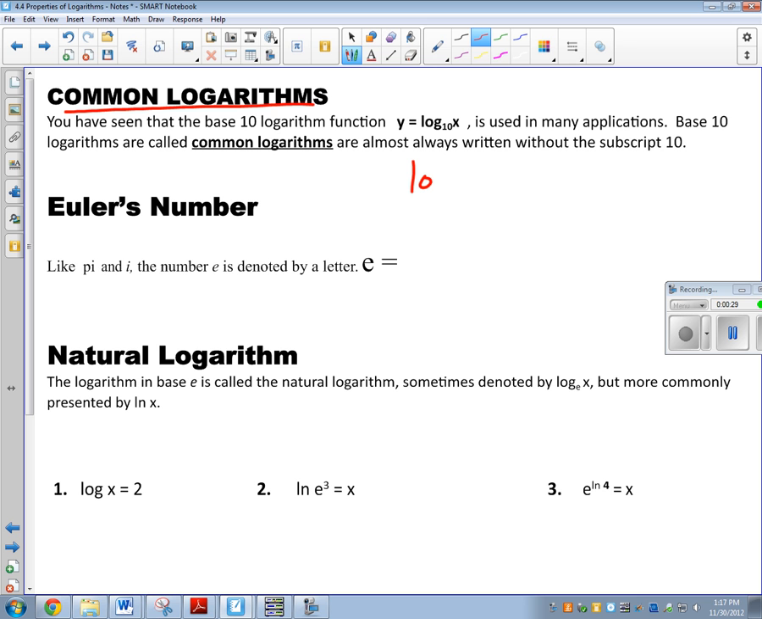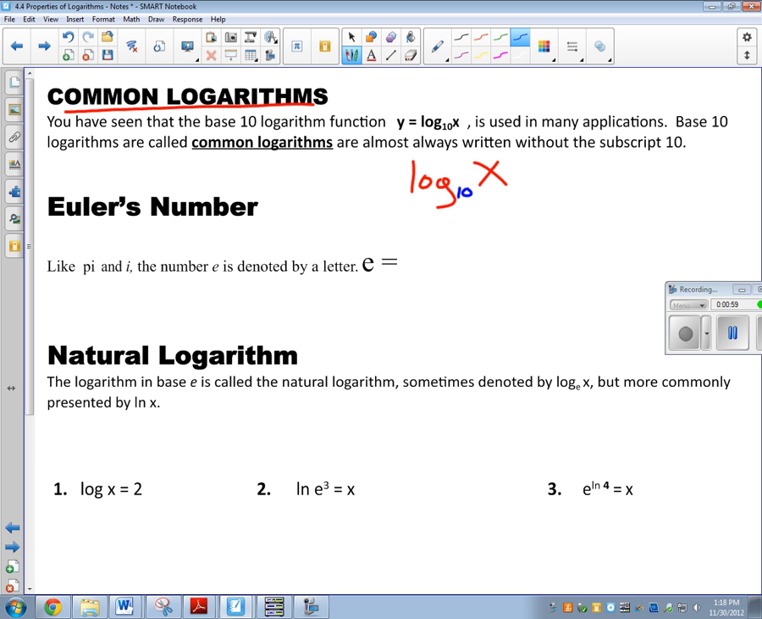Here's what we do. If you just saw log of x, what are we missing there? We're missing the base, right? There's not a number there. If there's not a number there, it's because we use this one so often that we just don't even need to write it. If there's not a number down below for the base, you're going to say, oh, it's 10.